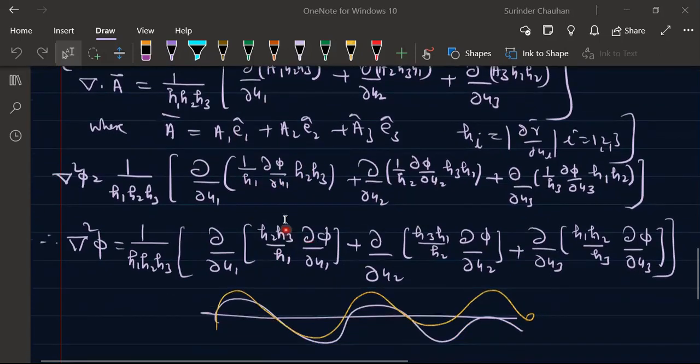Now after some simplification, we can write the Laplacian operator operated on the scalar function phi as equal to 1 upon h1 h2 h3 into partial by partial u1 of h2 h3 upon h1 partial phi by partial u1, plus partial by partial u2 of h3 h1 upon h2 partial phi by partial u2, plus partial by partial u3 of h1 h2 upon h3 partial phi by partial u3. This is the Laplacian operator operated on the scalar function phi. Thank you very much.